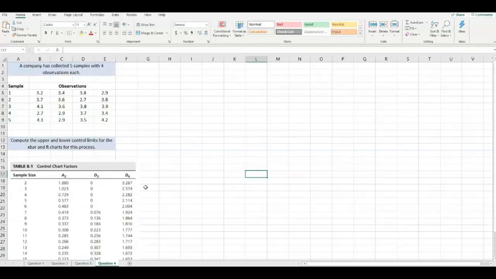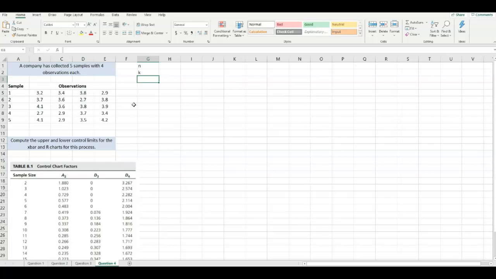Now we come to our last question, dealing with these X bar charts and R charts. We have this information here that says that a company has collected 5 samples with 4 observations each. And we need to find the upper and lower control limits for the X bar and the R charts, and then we need to actually construct those charts. So the first step when you see a problem like this, it would be good to find out what your N is and what your K is.